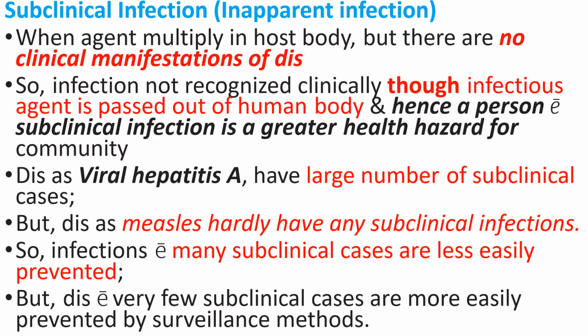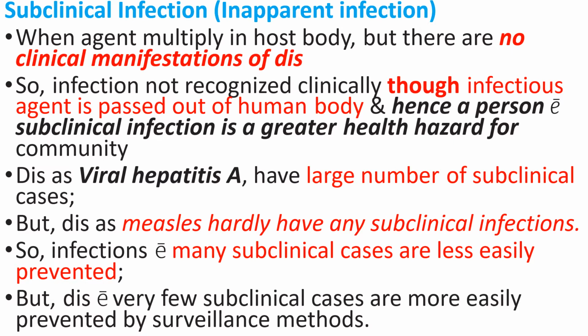Subclinical infection, or you may say inapparent infection, is when the agent multiplies in the host body but there is no clinical manifestation of disease, no symptoms or signs. So the infection is not recognized clinically, though the infectious agent may pass out of the human body, and hence a person with subclinical infection is a greater health hazard for the community.